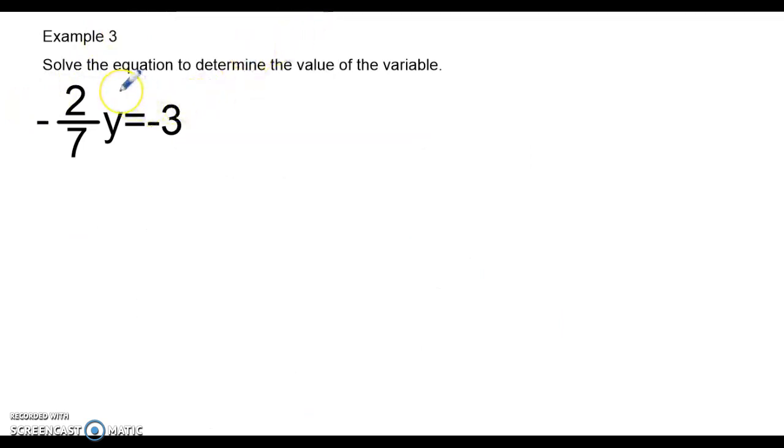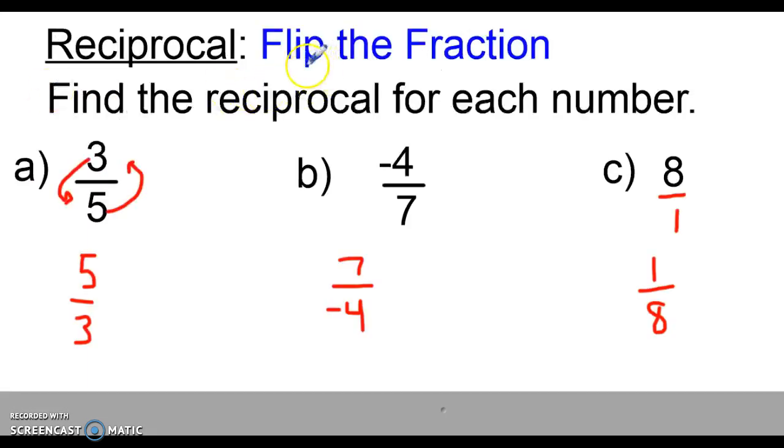Here's where we're going to use the reciprocal. Negative 2 sevenths times y equals negative 3. So again, we've got to get y alone. Here we have a fraction times the variable. The easiest thing we can do once we identify this is to simply multiply both sides by the reciprocal. And if you think about reciprocal, we're talking about flipping the fraction.